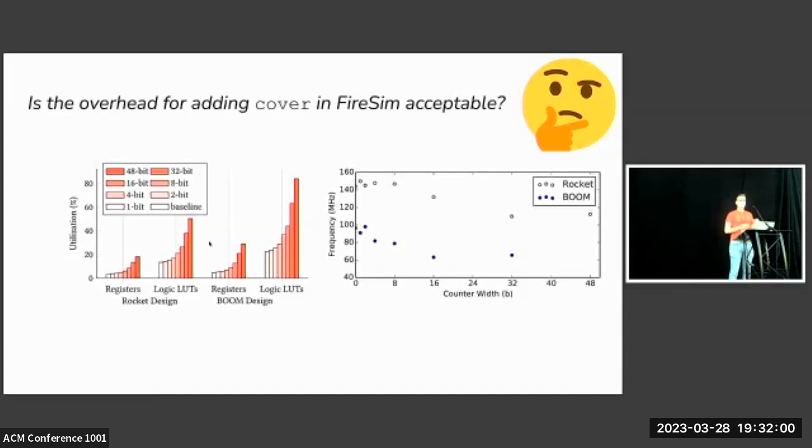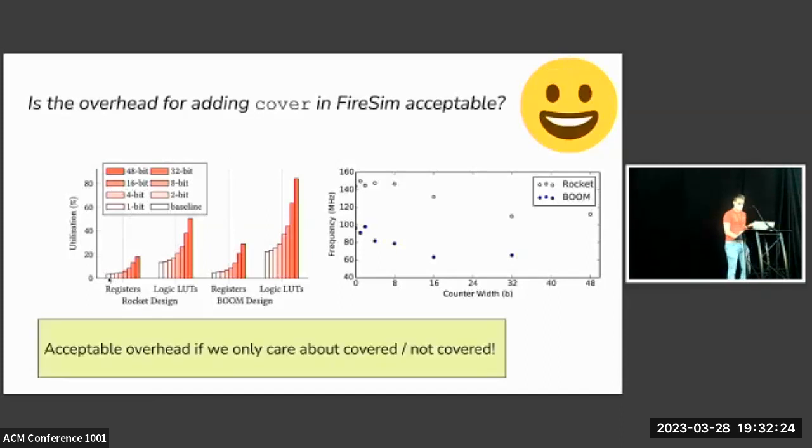If you want to have full resolution, like for booting Linux and running for billions of cycles, you actually do need a 48-bit counter, but that is a little unrealistic. As we can see, it means that some designs won't fit on your FPGA anymore. It more than doubles your resource usage. However, if you only care about whether something is covered or not, then having a small counter gives you almost negligible overhead. And so I think this is a realistic application here.